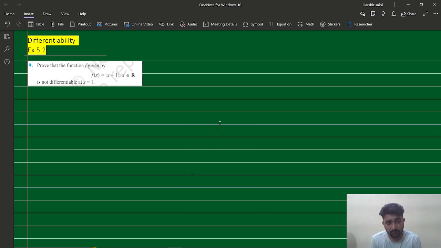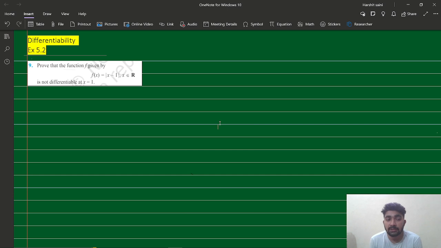Now in this question, prove that the function f given by f of x equals mod of x minus 1, x belongs to R, is not differentiable at x equal to 1. Here you can see the function is defined as mod of x minus 1 for all x belongs to R, and that means it is a modulus function.